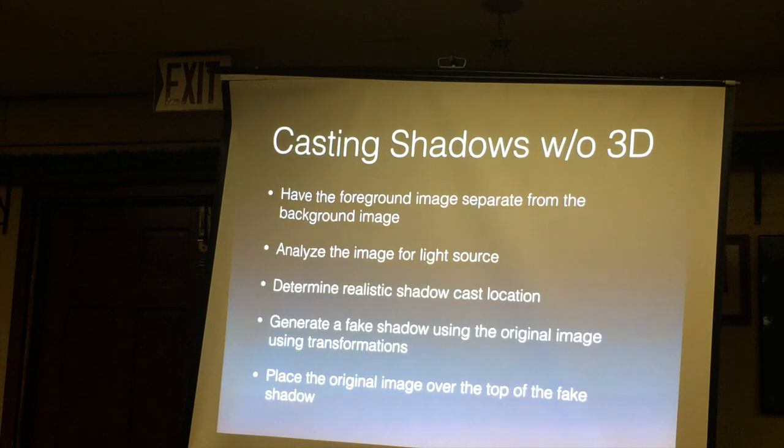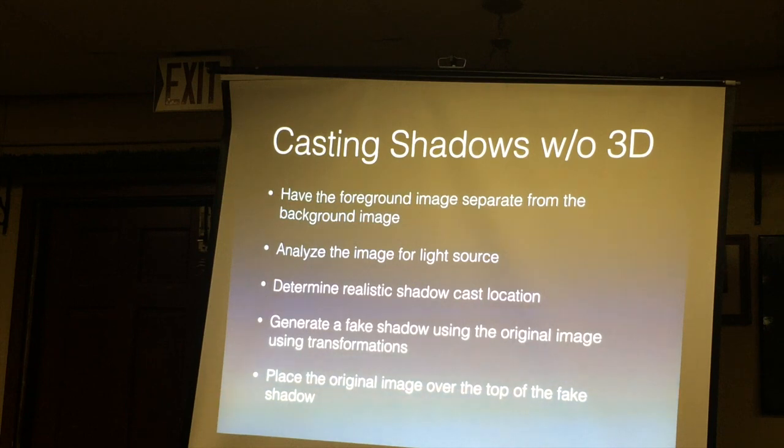The first thing is, of course, to have the foreground image separate from the background image, just like before. That's the easiest way. You can, of course, mask out the foreground image and then do it the other way. That's going to be way easier in Photoshop than it is programmatically if you have to create the mask. Then we need to analyze the image, looking to see if there's a natural light source in the image. Like, does the image already have shadows built onto it? And then determine a realistic shadow location to cast.